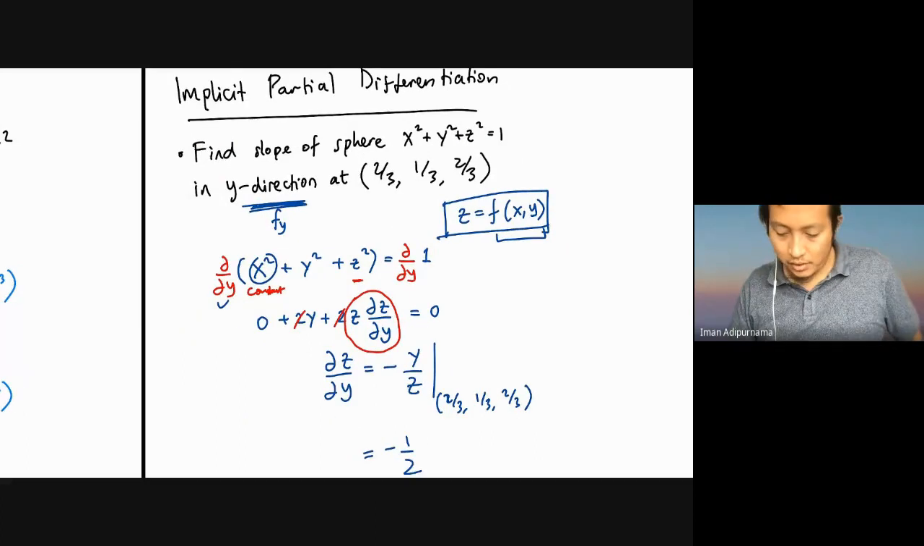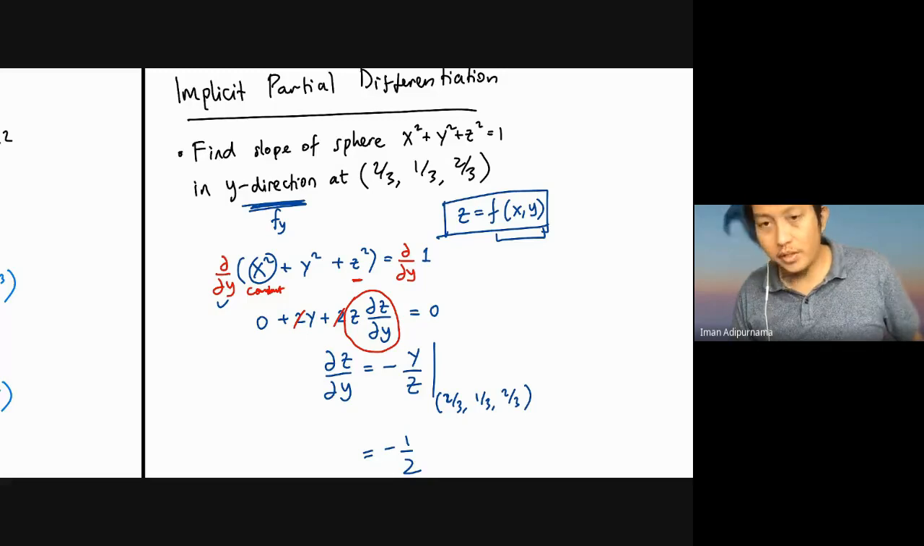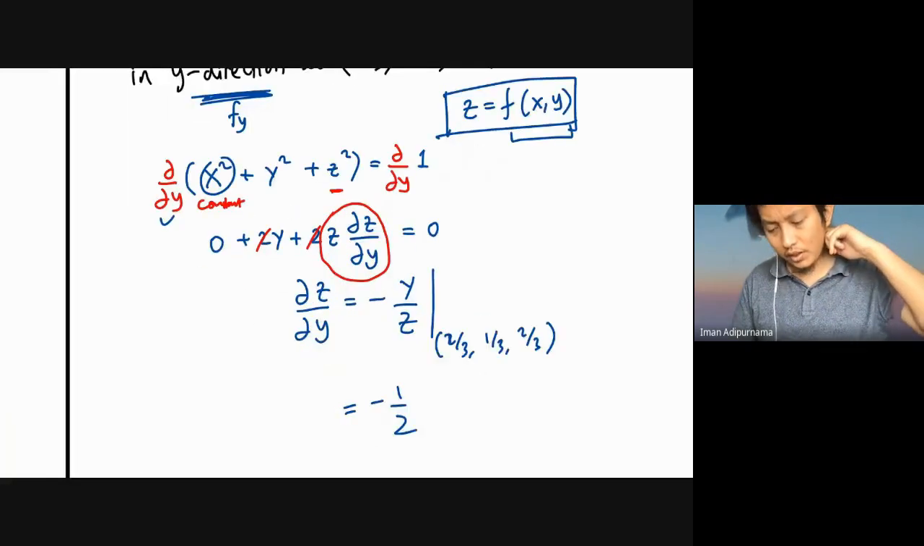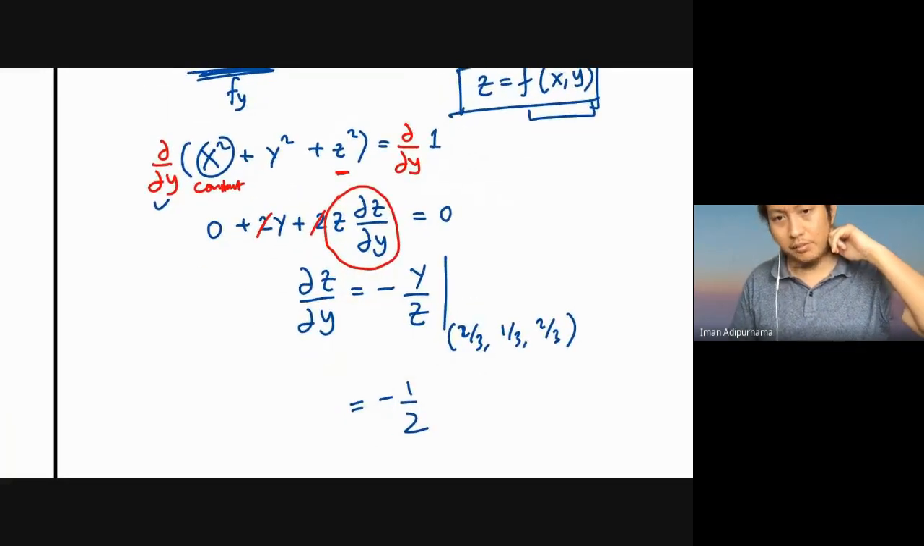Sometimes it will be really useful, especially if you are dealing with some equations in physics and you want to take the implicit approach because you think maybe it will be faster. And I think several equations can be solved faster using implicit differentiation. Okay.